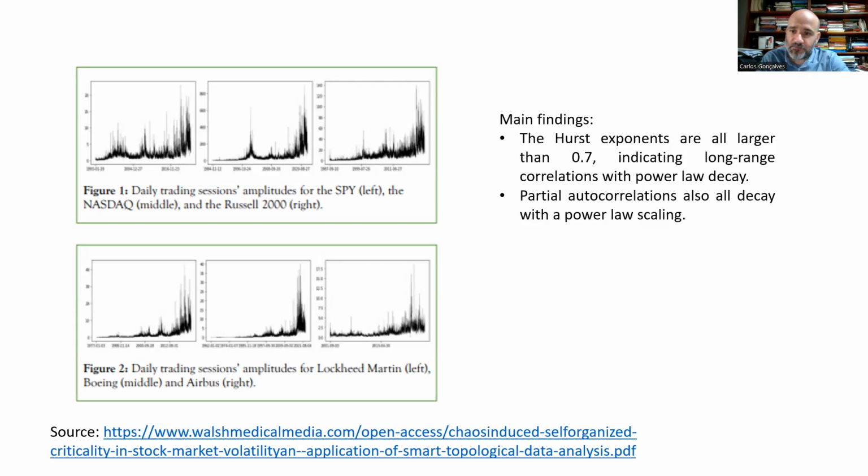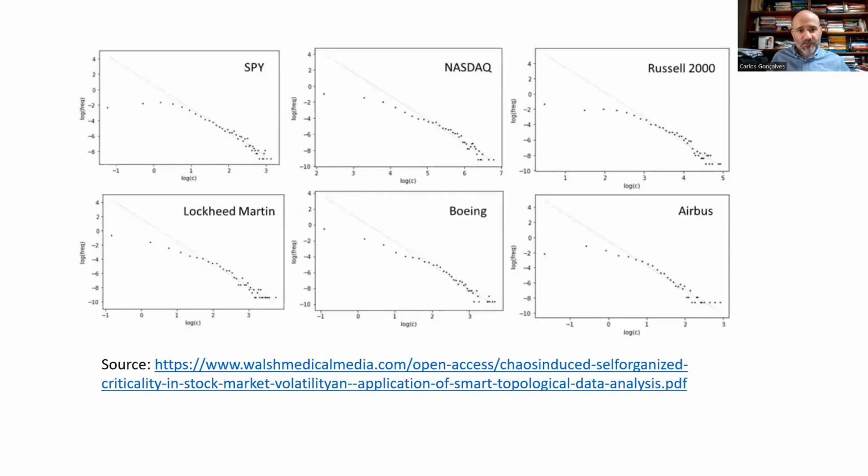So main findings. The Hurst exponents are all larger than 0.7 for these assets, which indicates long-range correlations with power law decay. These are markers of a black noise-like process. Partial autocorrelations also decay with power law scaling. So we have here a strongly persistent process.